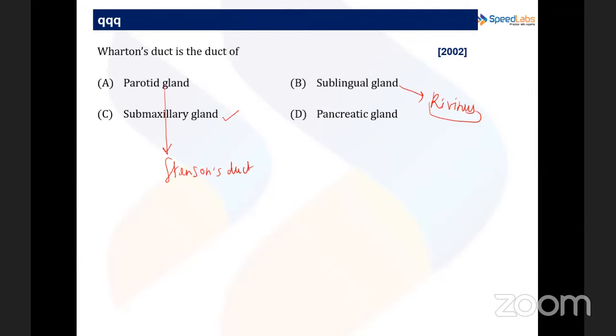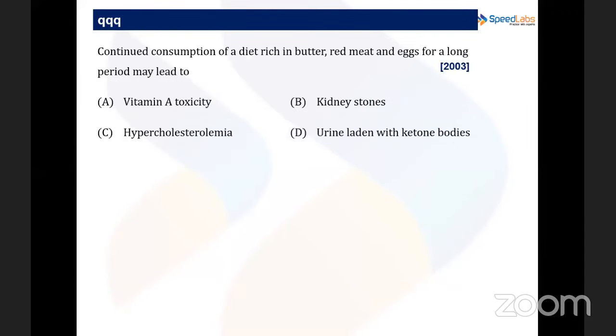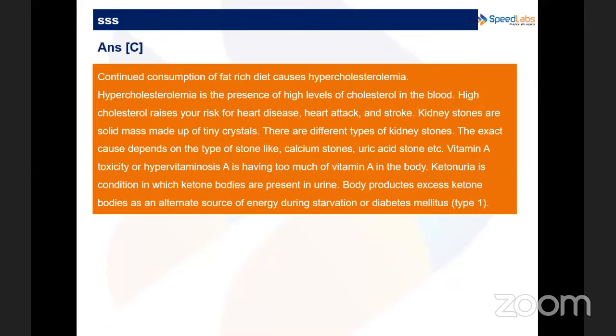Next question is: continued consumption of a diet rich in butter, red meat, and eggs for a long period may lead to option A, vitamin A toxicity, option B, kidney stones, option C, hypercholesterolemia, option D, urine laden with ketone bodies. So the answer to this question is option C, hypercholesterolemia. Continued consumption of a fat-rich diet causes hypercholesterolemia.